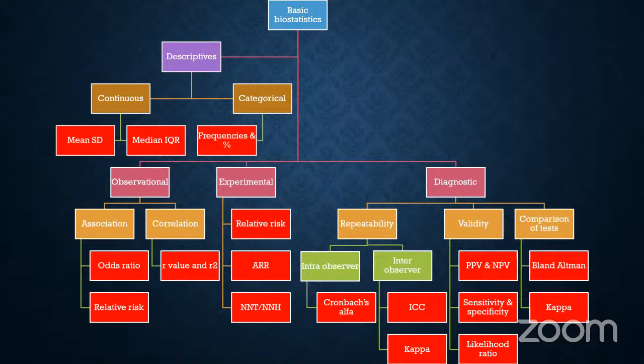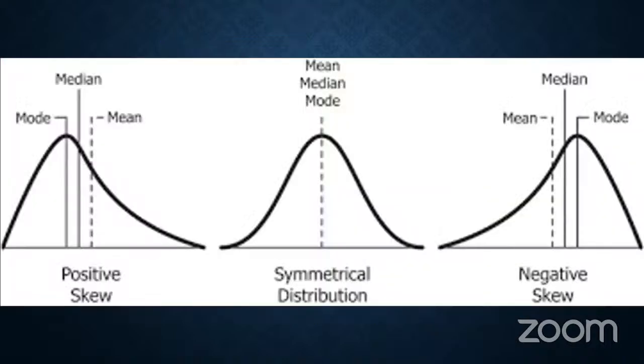Experimental studies' outputs are relative risk, hazard ratio, attributable risk ratio, and finally, number needed to treat, number needed to harm, which many people talk very little about. If you look at a diagnostic study, you're interested in the repeatability, the validity, and the comparability of tests. Again, I think it is beyond this talk to go into the depths of this, but if someone is interested, we can look at it at some point in time.